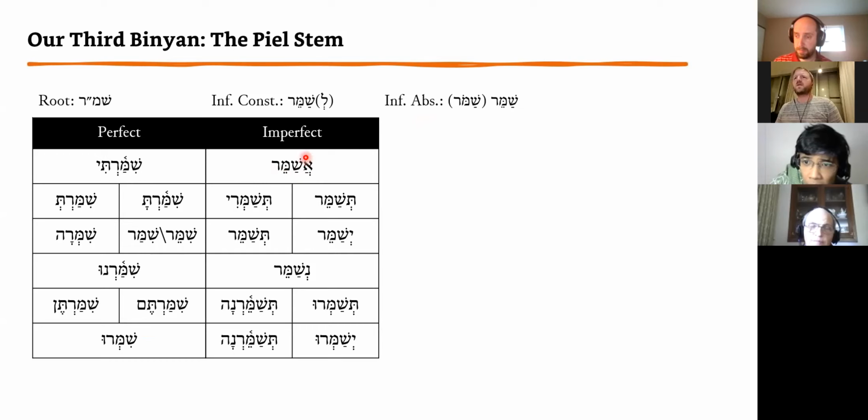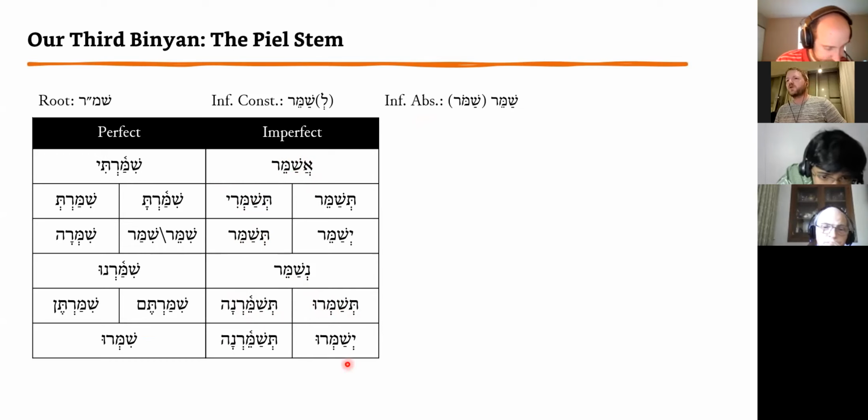So shamer is the internal structure. See it right there, shamer. Whenever it takes a vowel that reduces, we already are aware that that happens according to our vowel change rules. So shamer, shamri, shamer, shamer. Here we've got a vowel on the end, so shamru, shamer, shamer. You can see that shamer is preserved throughout the forms. Okay, this is a feature of the Piel. And then we just add our prefixes and our suffixes, preformatives and afformatives.